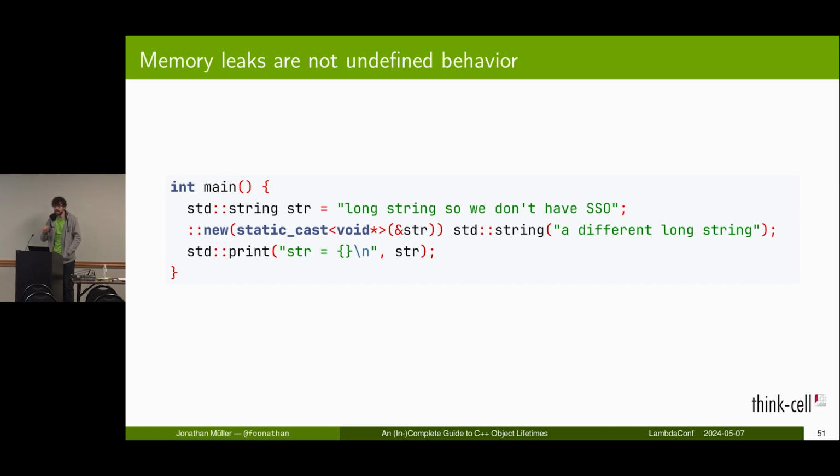As a consequence, memory leaks aren't actually undefined behavior. So if we're having a string, this needs to allocate memory, and then we just placement new in a different string in there. This ends the lifetime of the first string object without running the destructor. This leaks the memory, but it's not undefined behavior. It's just a memory leak. Memory leaks are fine, right? But for the standard, semantically speaking. Okay.